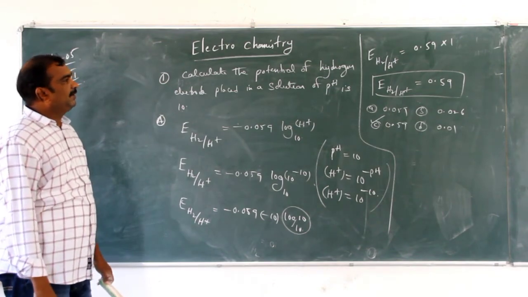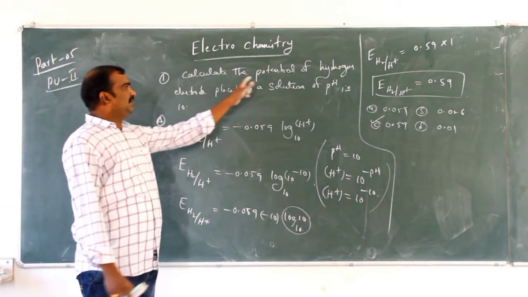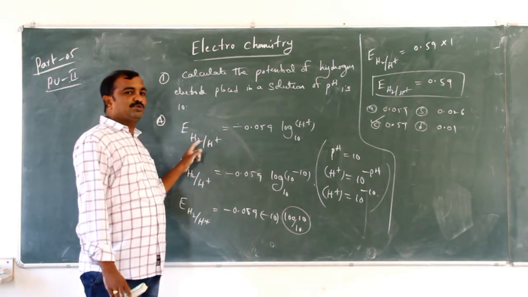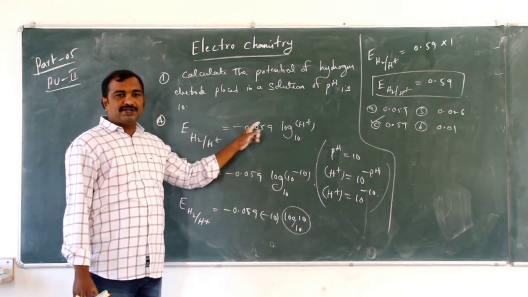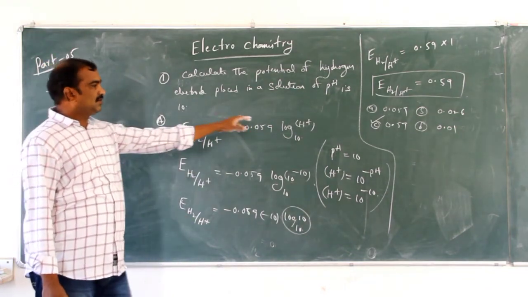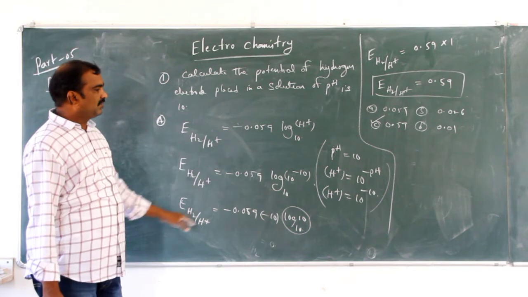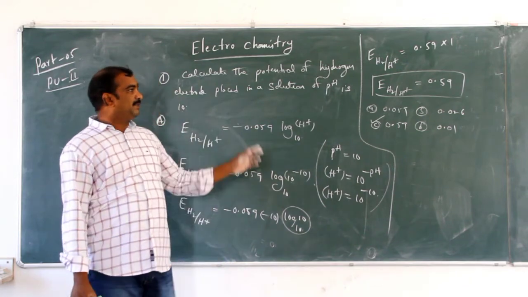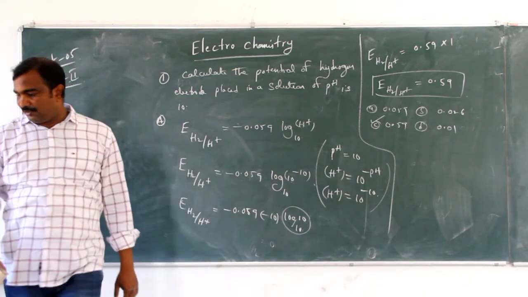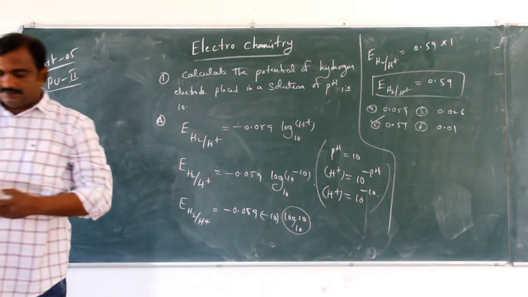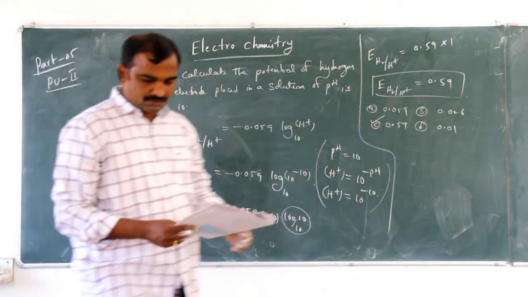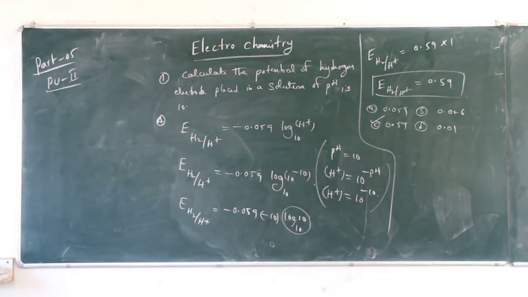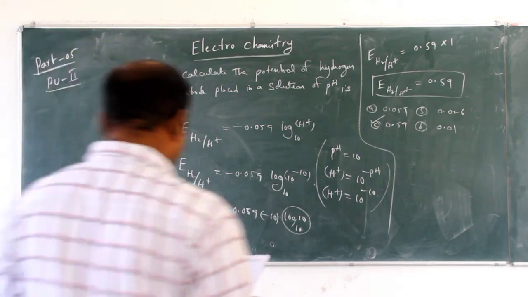In this way you can calculate the problem. It is simple. We have to calculate the potential of hydrogen electrode, meaning E of H2 by H plus equals minus 0.059 log of H plus concentration, base 10. This is the formula, and by using it we can calculate all of this. pH is equal to 10, and the H plus ion concentration is 10 power minus pH. So one more problem we do.